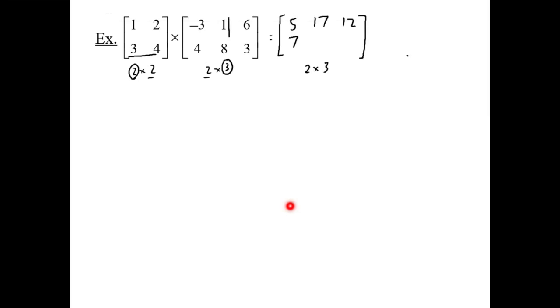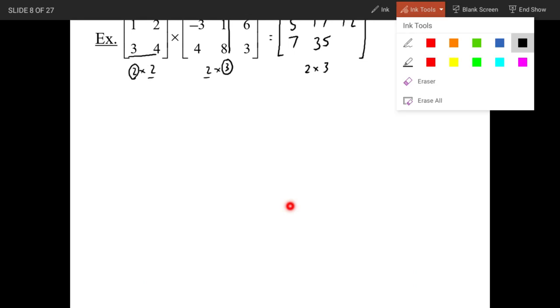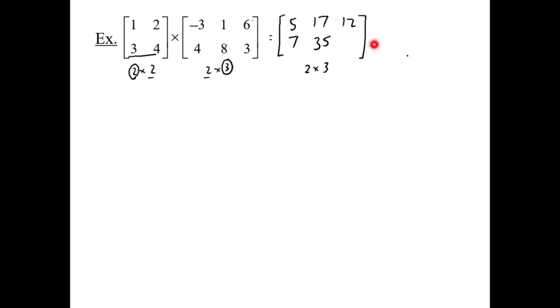Row 2 times column 2. So 3 times 1, 4 times 8 gives me 35. And the last one here, row 2 times column 3. 3 times 6 and 4 times 3. So 18 plus 12 is 30. So this is the result of this product.